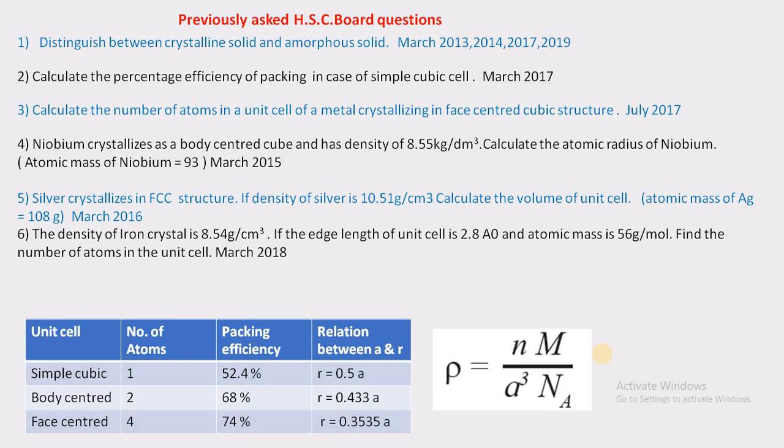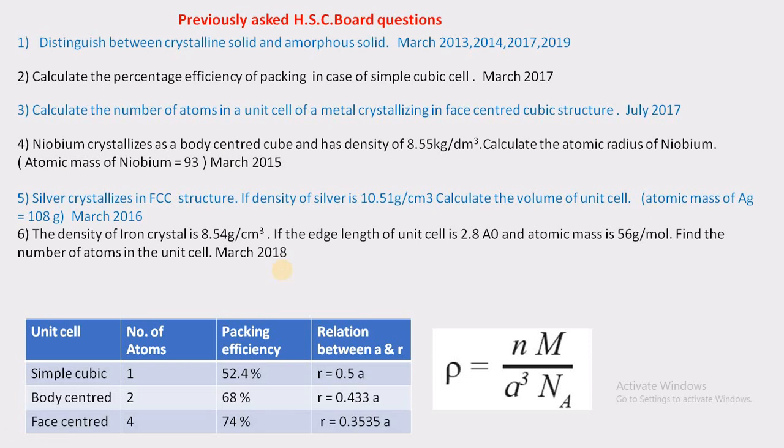The density of iron crystal is 8.54 gram per centimeter cube, if length of unit cell is 2.8 angstrom. Here I forgot to write angstrom. And atomic mass is 56 gram per mole. Find the number of atoms in the unit cell. This question was asked in March 2018.